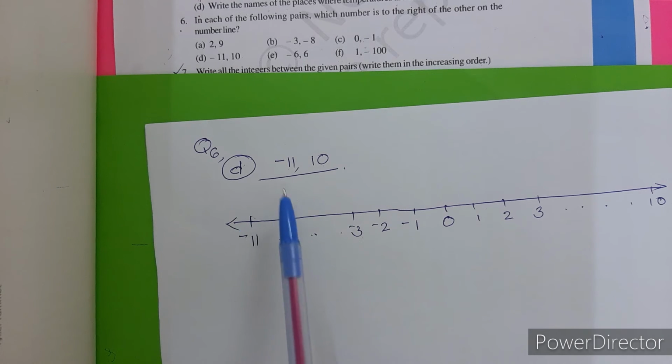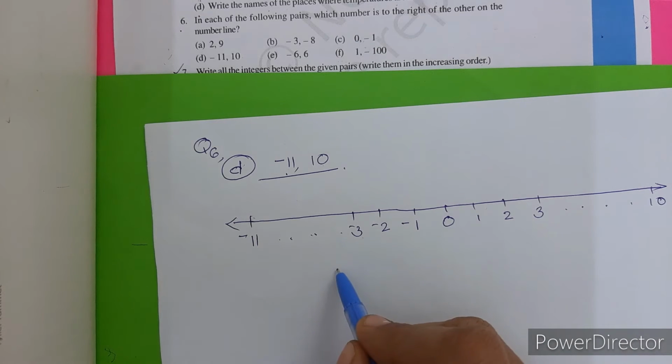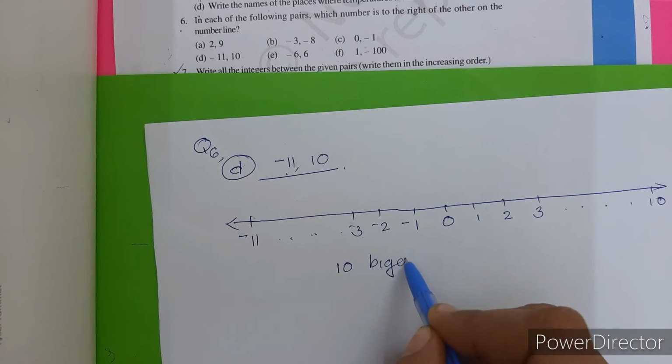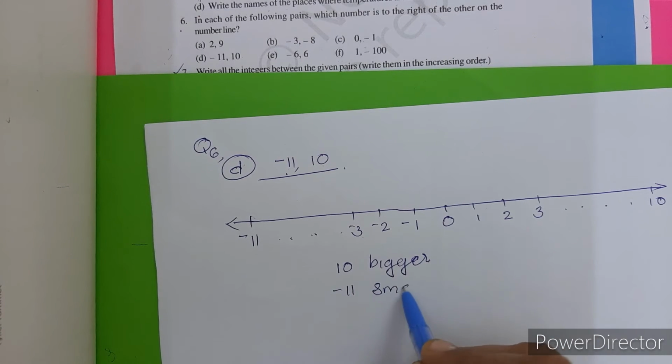First of all, we can identify which number is bigger. In the given pair, minus 11 is a negative integer and 10 is a positive integer. So we have no doubt, because a positive integer is always bigger than a negative integer. So we can see that 10 is the bigger number, because it is a positive integer, and minus 11 is smaller. The bigger number is to the right of the smaller number on a number line. So the bigger number is 10.